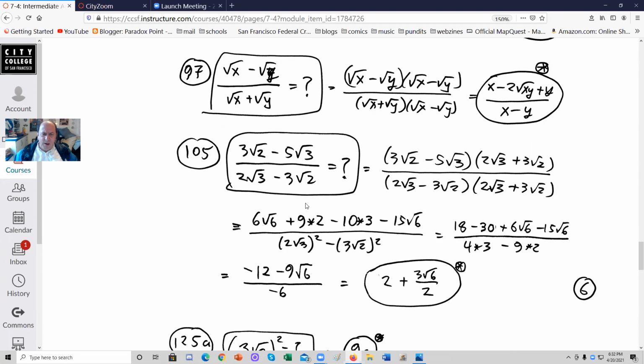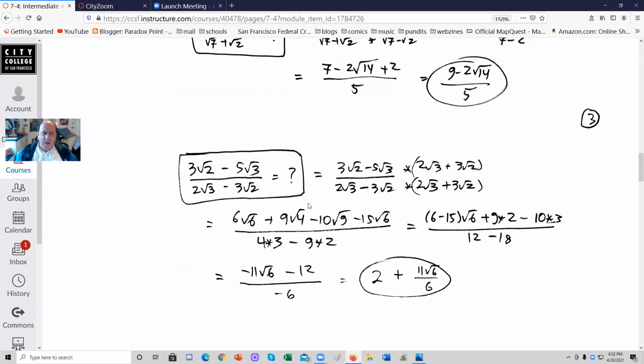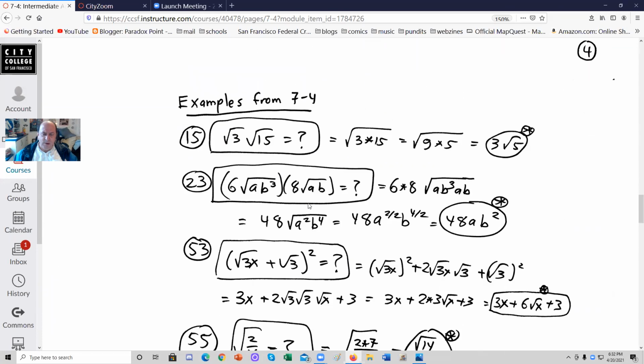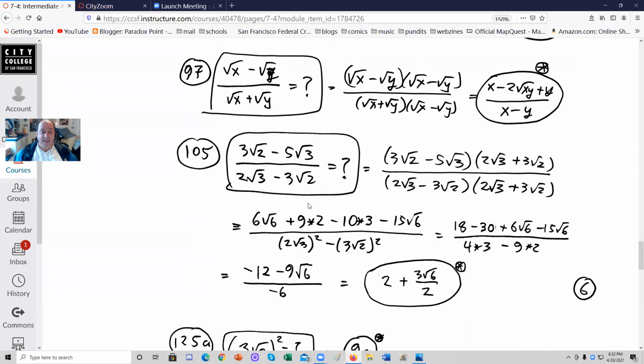This is the same as the one I did upstairs. Let me take a look. 3 root 2, 5 root 3, 2 root 3, 3 root 2. Yeah, same thing.